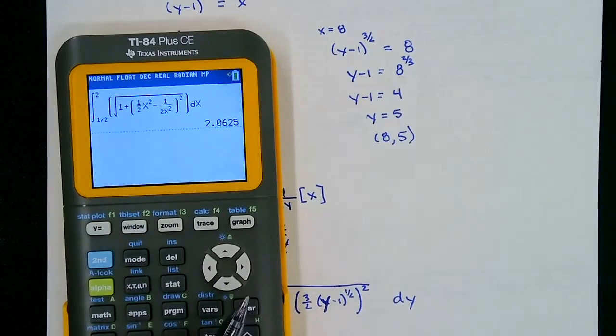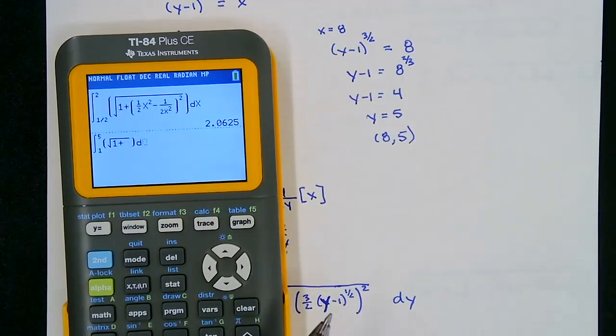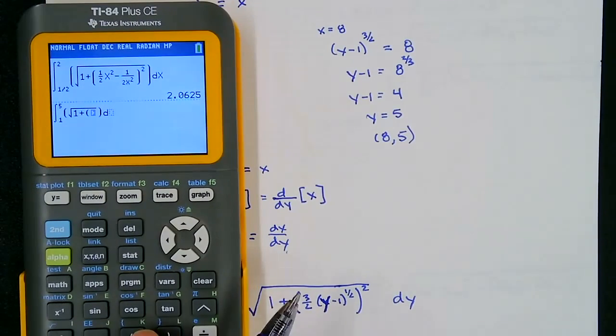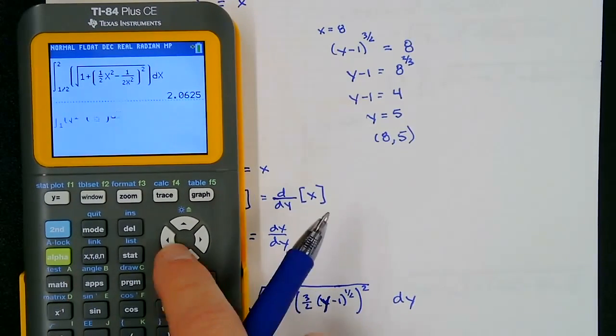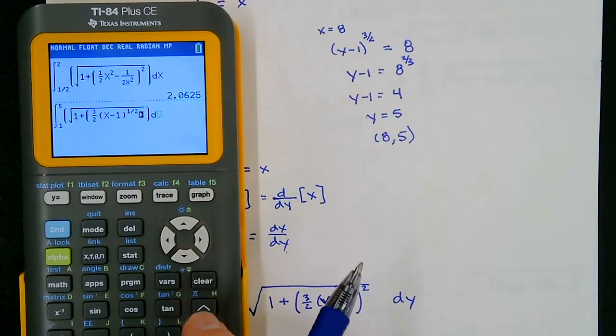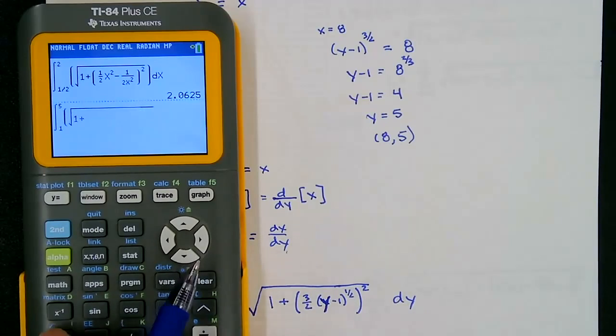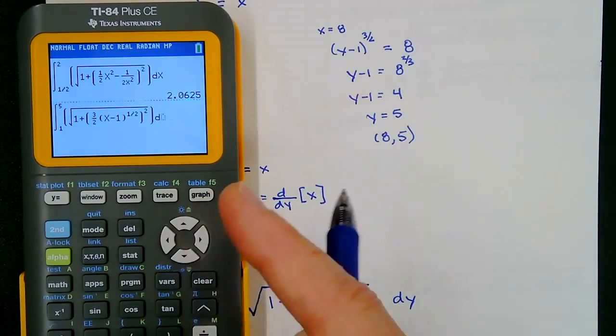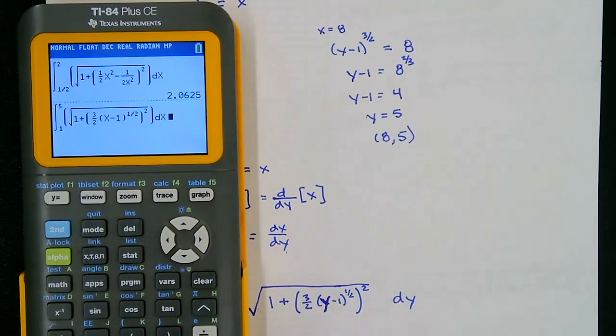So we're going to do square root and then 1 plus, and then parentheses. Then we're going to have a fraction, 3/2, and then parentheses. I'm going to use x just because it's more convenient: x minus 1 raised to the 1/2 power, and we need to put a parenthesis around that. Then I need to square that, and I'm using x instead of y just for convenience again. And we get 9.073. So that's our arc length for this one.